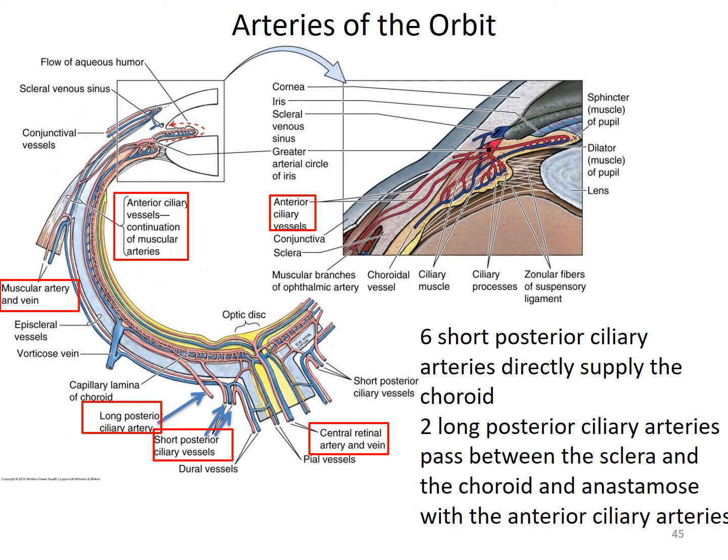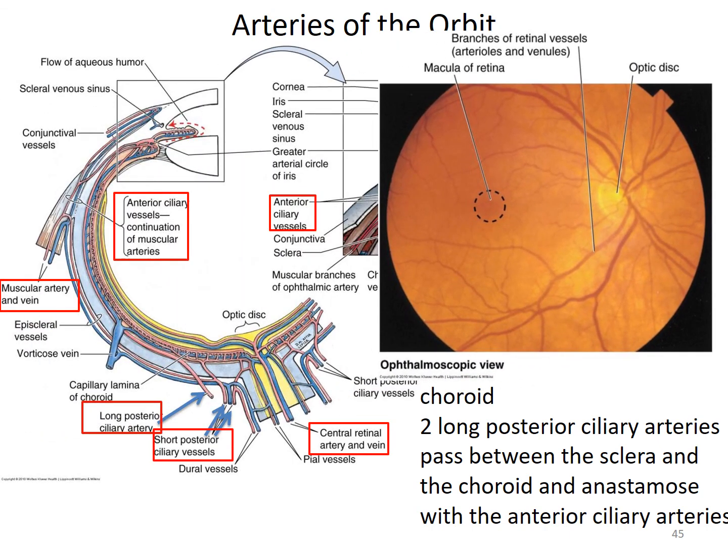You also have 6 short posterior ciliary arteries, which can vary a little bit, that supply blood directly to the choroid. Remember, that's the vascular layer of the eye. You often have 2 long posterior ciliary arteries that pass between the sclera and the choroid, and anastomose with the anterior ciliary arteries. Here you can see the macula of the retina, the point of highest acuity, and the optic disc, which is where the optic nerve enters. There are no rods and cones there, so you can't see there. That is also the blind spot.